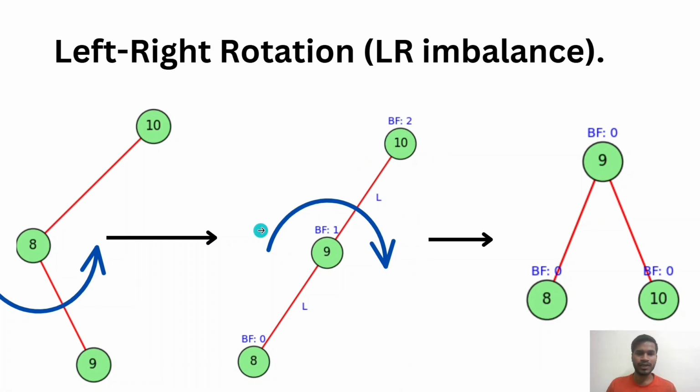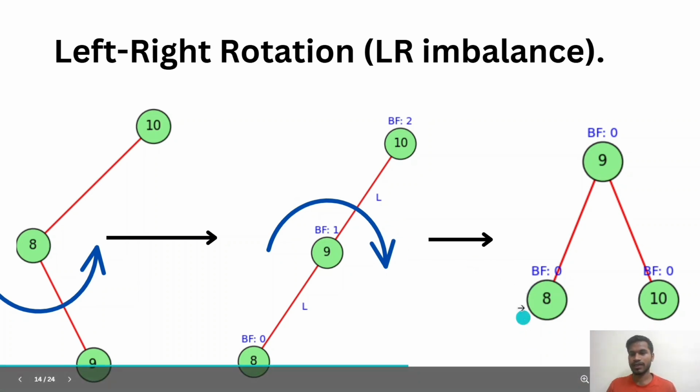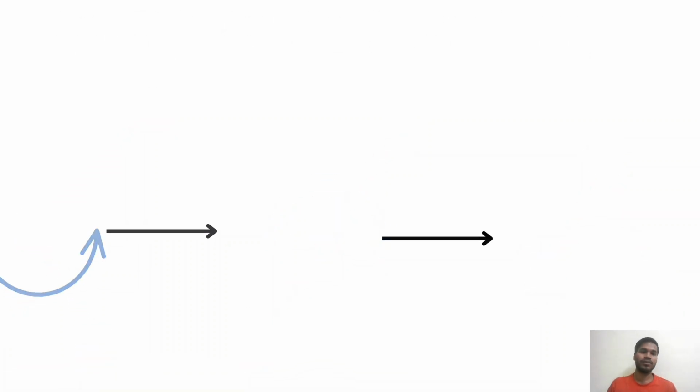So we have already studied how to convert LL imbalance tree into a balanced tree. We can make a clockwise rotation, and after that we get such a structure. Here the balance factor of all these nodes are 0. So it's a balanced tree.